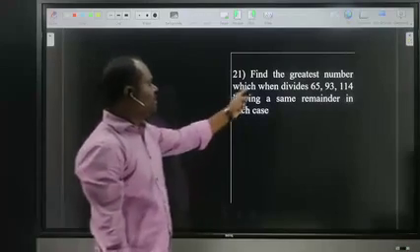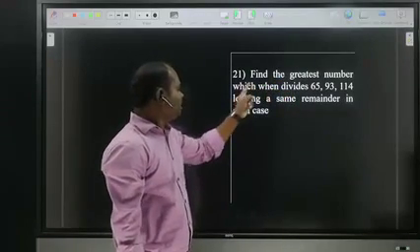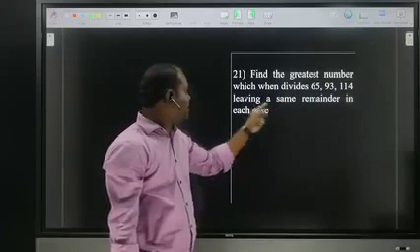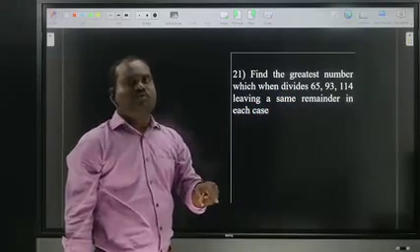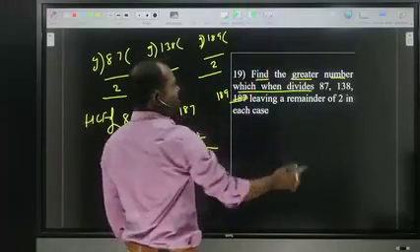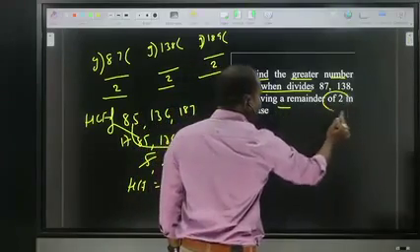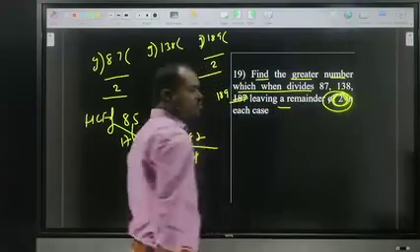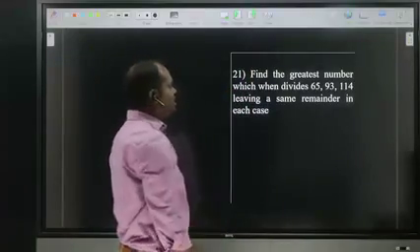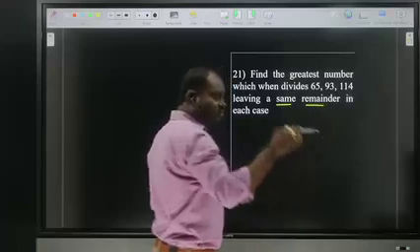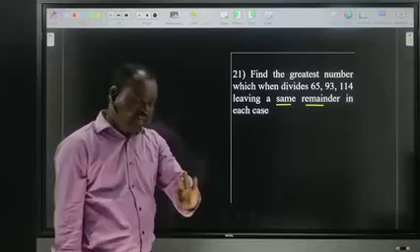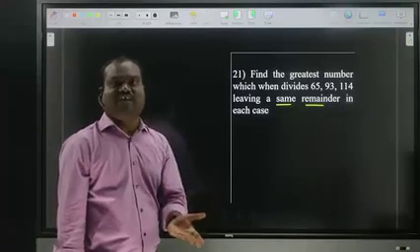Now find the greatest number which divides 65, 93, 114, leaving the same remainder in each case. Already I told about the same remainder. But in the earlier question, the remainder was clearly said to be 2. In the present question, it says leaving the same remainder, but it is not specified what the remainder is. Whenever he says the same remainder and does not specify it, how do we approach?